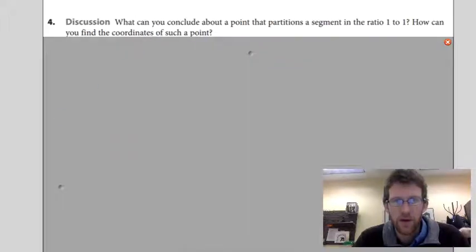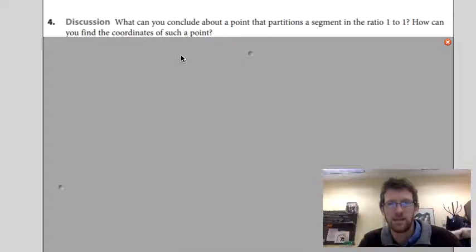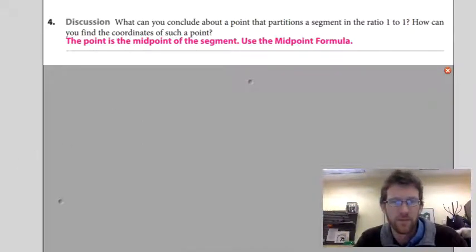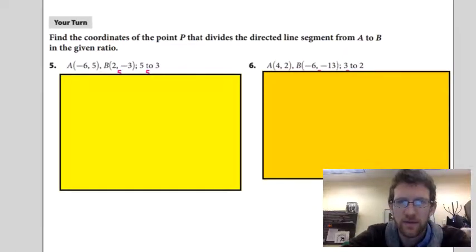Okay, what can you conclude about a point that partitions a segment into a ratio of 1 to 1? It is in the middle. It's half, right? So you can just use the midpoint formula. All right, try these two real quick. So pause here.